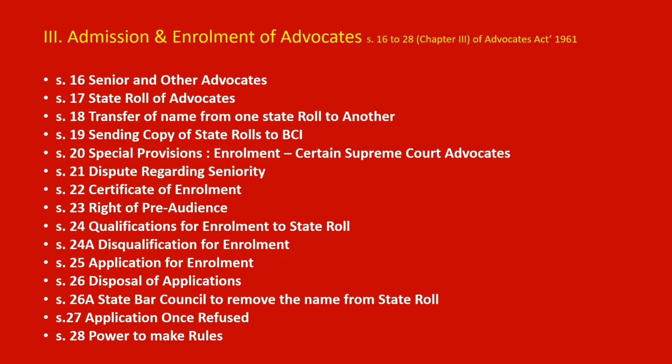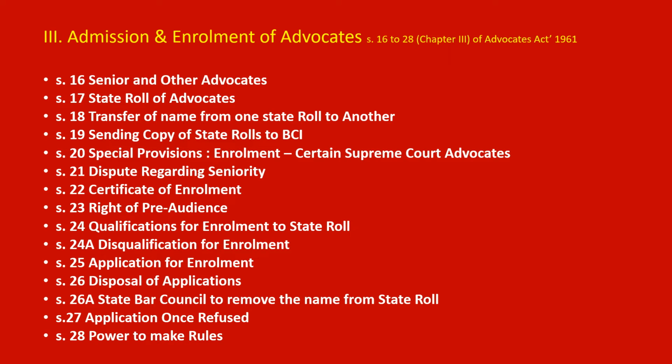Now, the second subclause of section 18 says that upon such transfer from one state bar council to another, his seniority remains effective. He can retain his seniority. It should not happen that, suppose, from the state roll of MP he is transferred to UP, his name will be entered at the last. No, the seniority of that advocate will be respected. So section 18(1) and (2) talk about the transfer possibility, the bona fide requirement, no disciplinary proceeding pending, and in the second subsection, that upon transfer the seniority will be maintained.